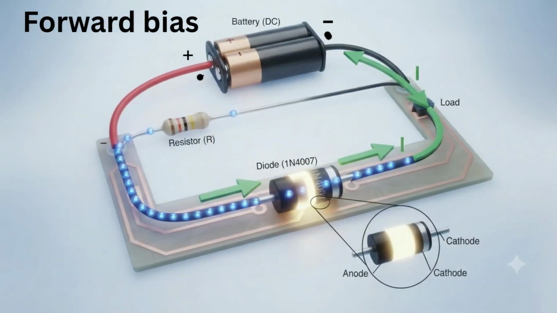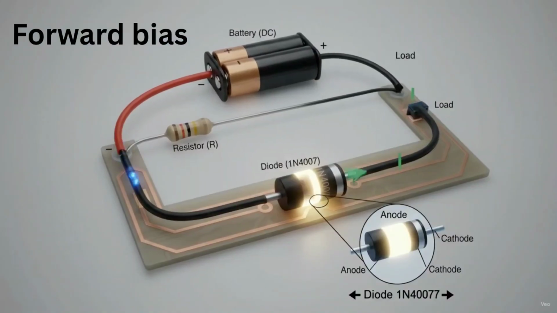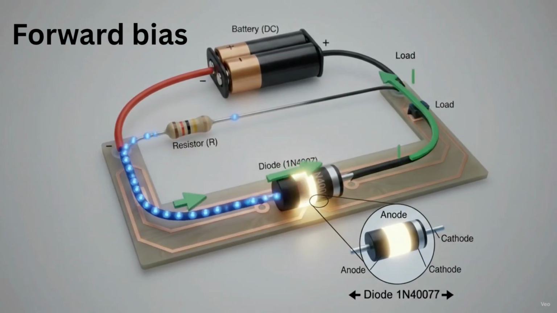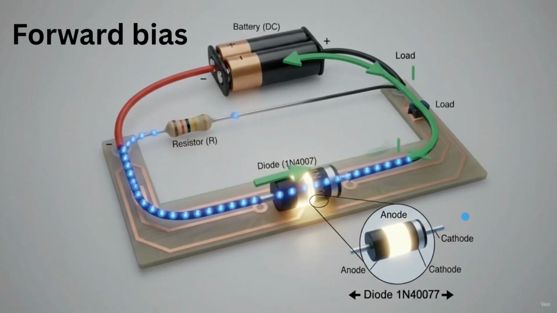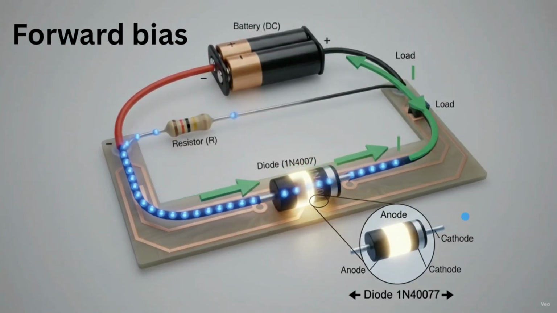And how a diode works. There are two operating conditions. Forward bias. When the anode is connected to the positive terminal of the battery and the cathode is connected to the negative terminal, the diode becomes forward biased. In this condition, the diode conducts current.